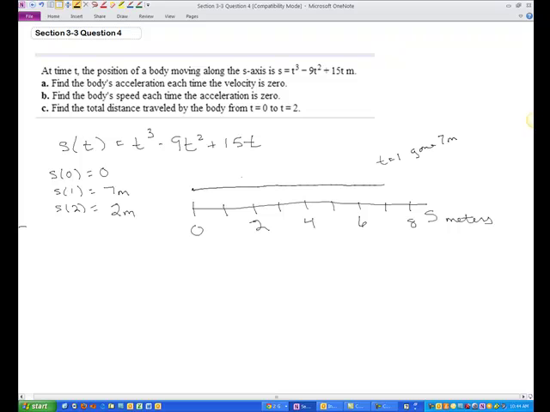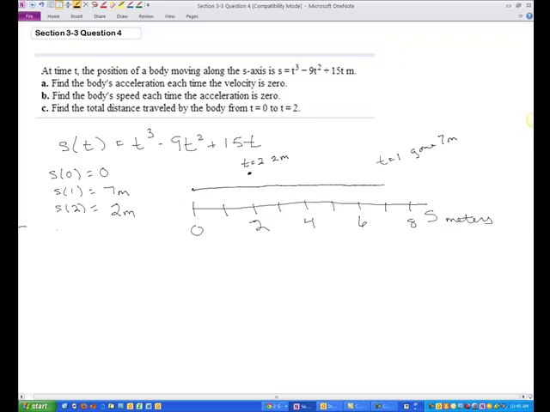So somehow after 2 seconds, you're back here, right? This is where you are at t equals 2 seconds. You're back at 2 meters away from the starting point. So you must have turned around at some time. You must have turned around.